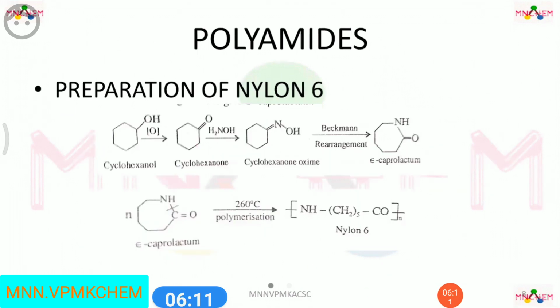The reactions can be represented like this. The first reaction here represents a sequence for the preparation of the monomer, that is epsilon caprolactam. Here you can see cyclohexanol oxidized to cyclohexanone, then the oxime formation, which on Beckmann rearrangement gives the amide, a cyclic amide called epsilon caprolactam, which then undergoes polymerization with the opening of this lactam to give nylon 6.